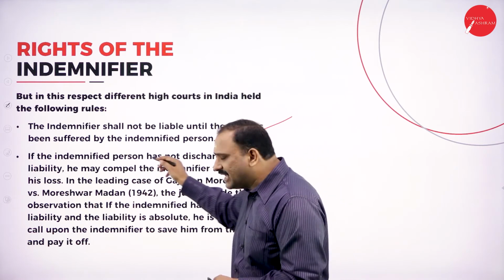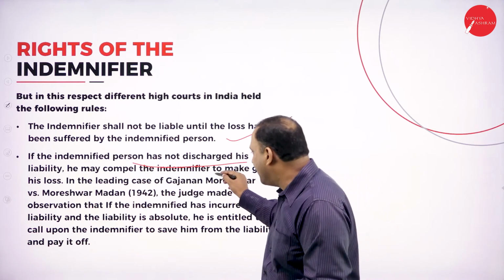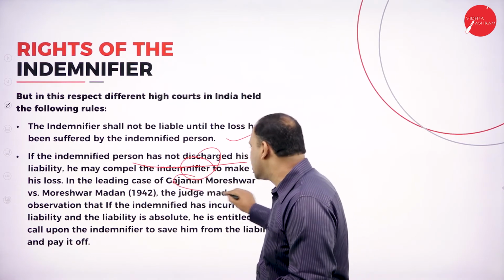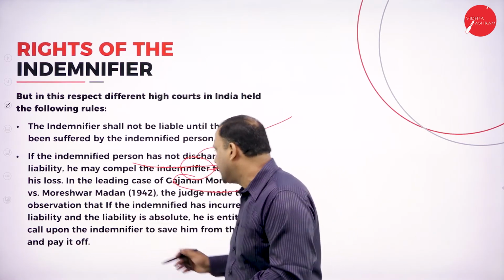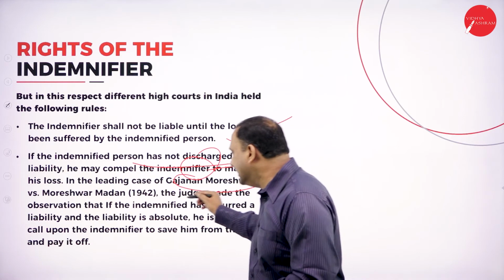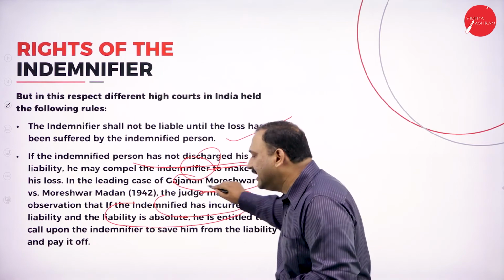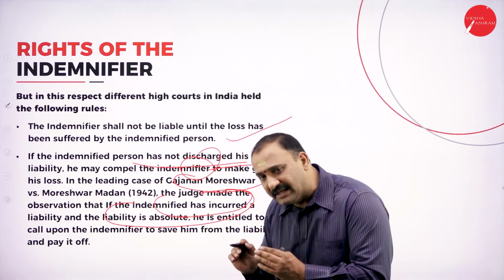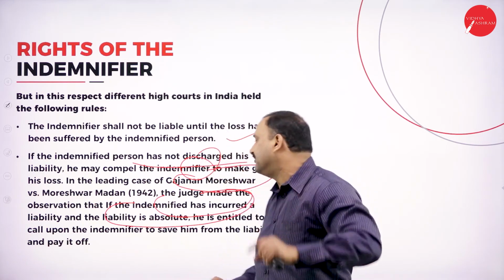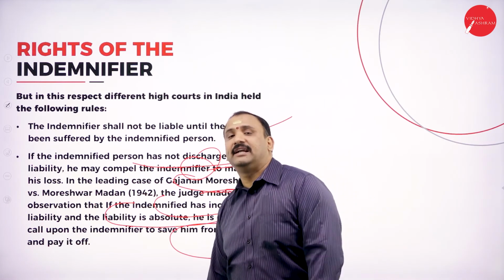Followed by, if the indemnified person has not discharged his liability, he may compel the indemnifier to cover his loss. Which means to say that in the leading case of Gajanan Moreshwar versus Moreshwar Madan, 1942, the judge made an observation that if the indemnified person has incurred a liability, and that liability is absolute, he is entitled to call upon the indemnifier to save him from the liability and pay it off.